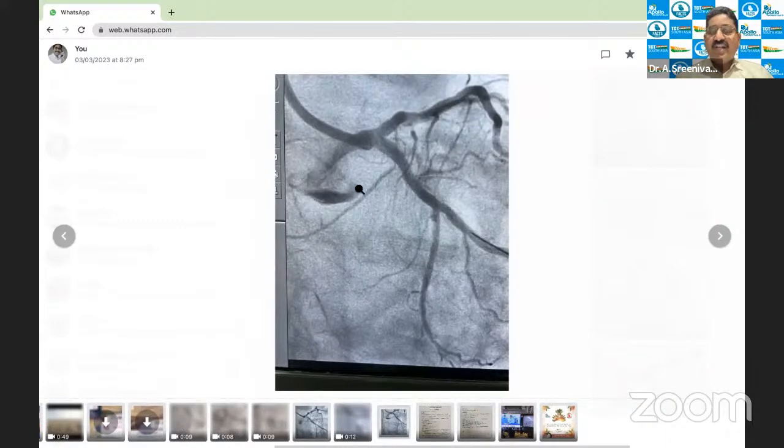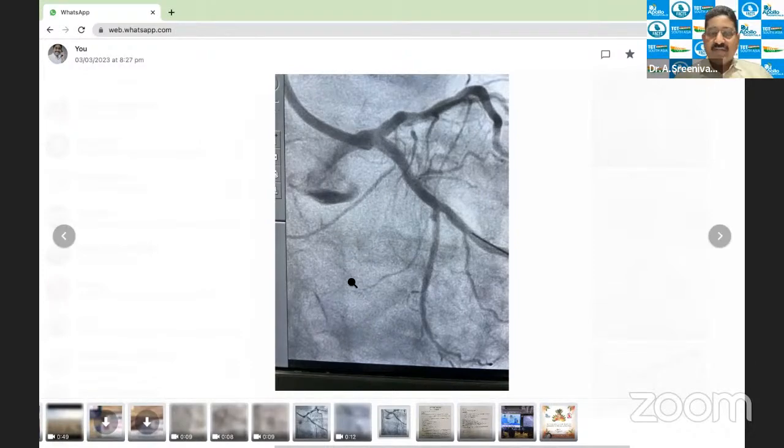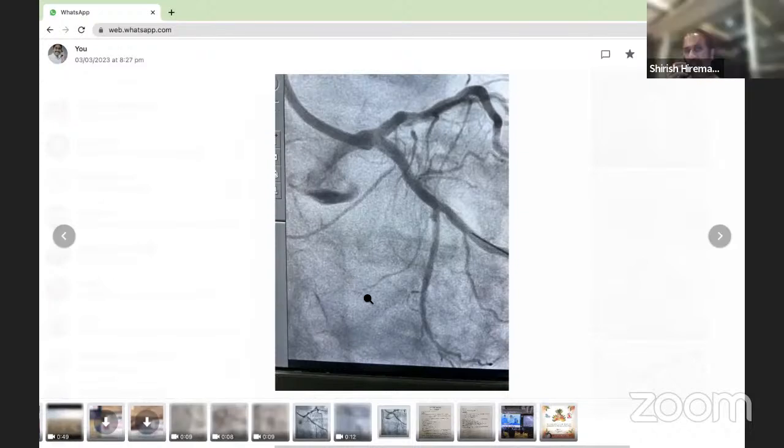So this is another case where I thought it would be interesting, where you can avoid a stent and get a stent-like result. This is the LCX ostium. This was done recently, about 2 weeks back. I think, can you show that case? This I will show. Then I'll stop sharing if sir wants to show something.